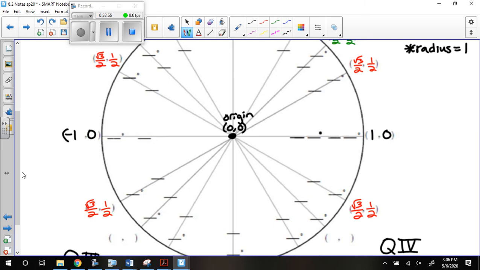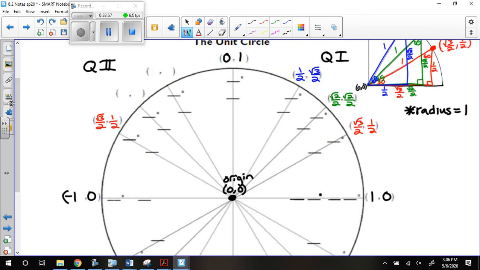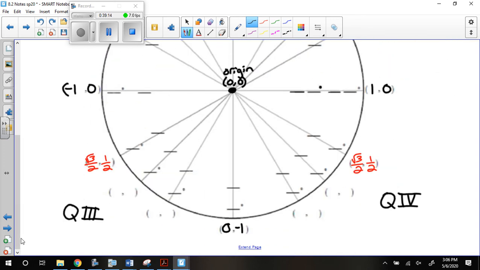If we're in quadrant 1, you go to the right and up, so they're both positive. If you're in quadrant 2, you go to the left and up, so negative, positive. In quadrant 3, you go to the left and down, so negative, negative. And for quadrant 4, you go to the right and down, so positive, negative.